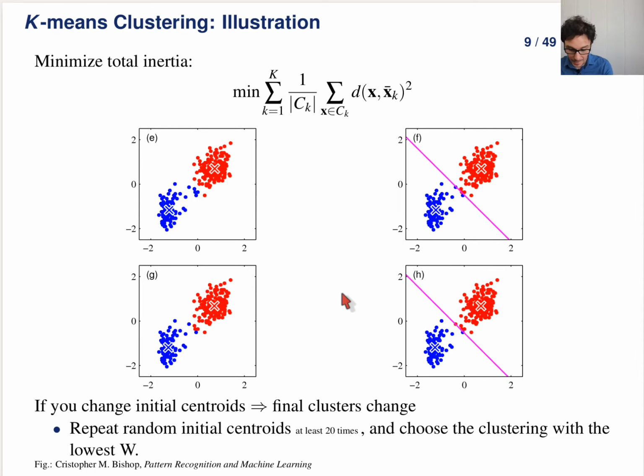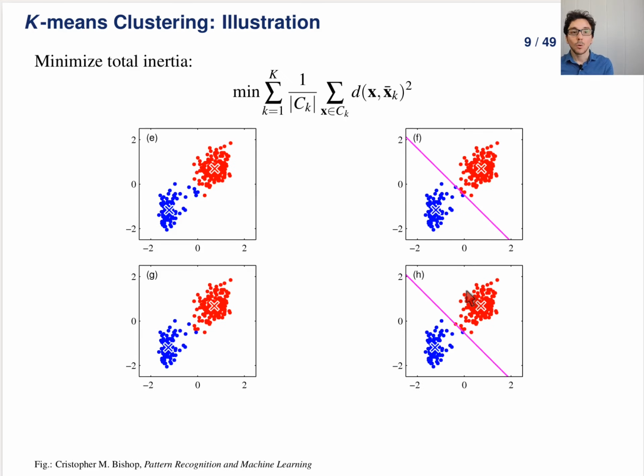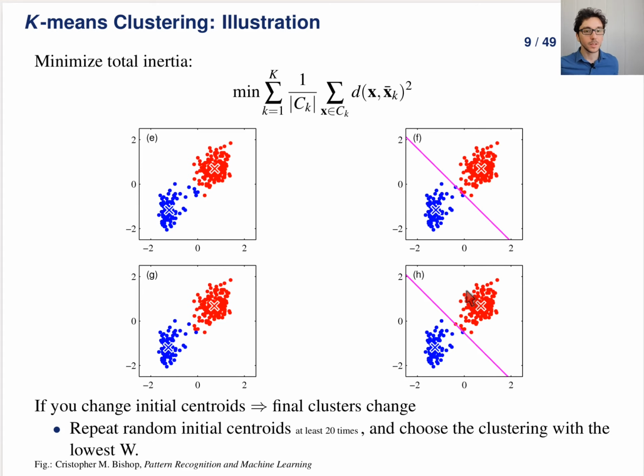Observe that everything depends on the initial centroids here. So if we change these random initial centroids, we would end up with different clusters. Okay? So how do we initialize centroids? Well, there is no guidance. The only thing you can do is repeat the clustering algorithm many times, at least 10 or 20, every time choosing different initialized centroids.